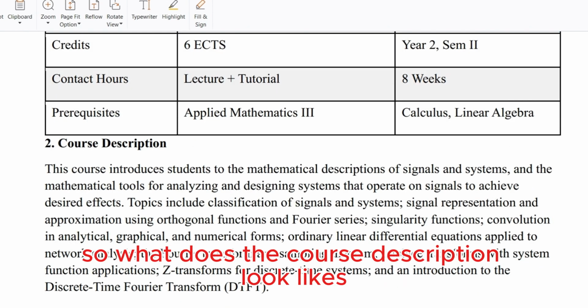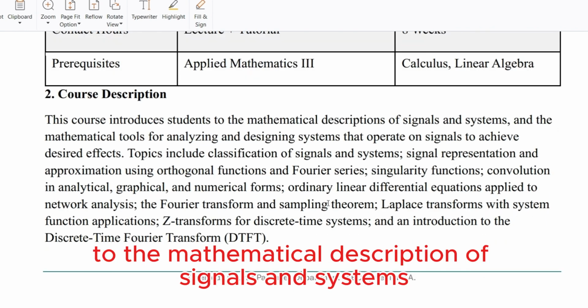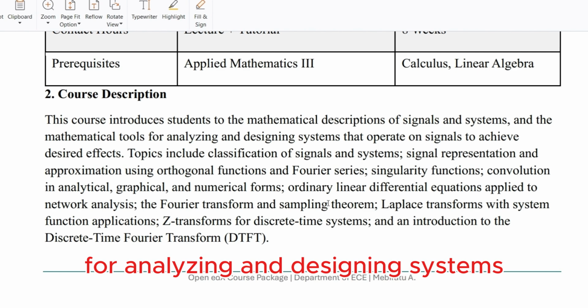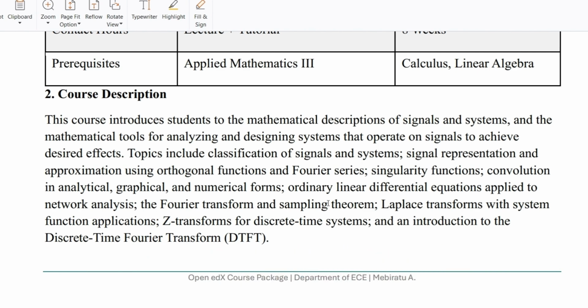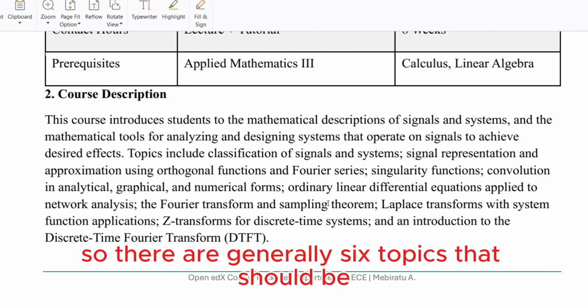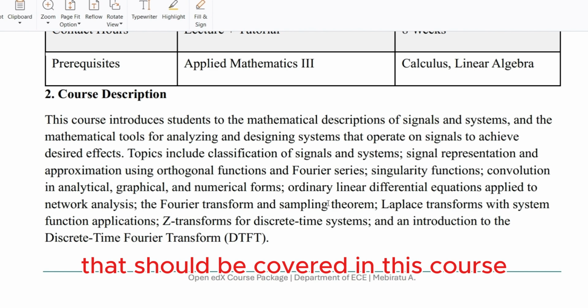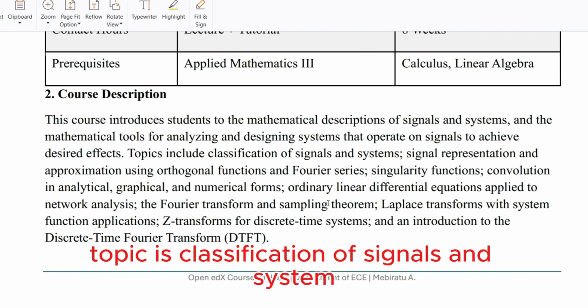So what does the course description look like? This course introduces students to the mathematical description of signals and systems, and the mathematical tools for analyzing and designing systems that operate on signals to achieve desired effects. There are generally 6 topics that should be covered in this course. The first and fundamental topic is classification of signals and systems.